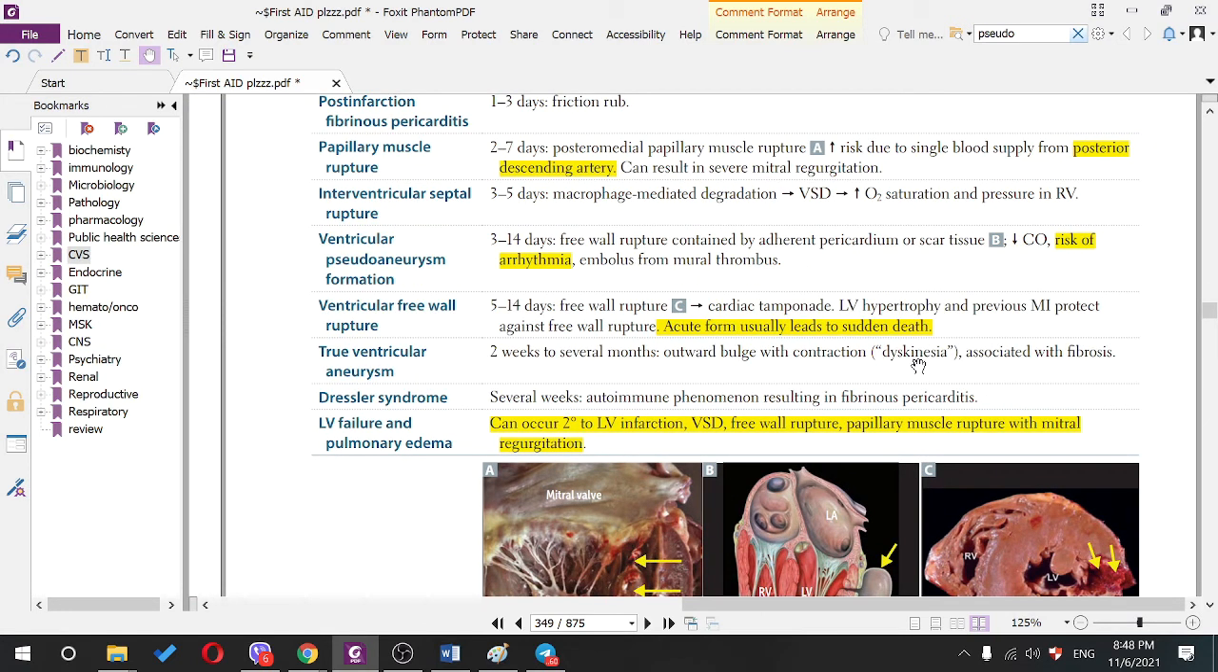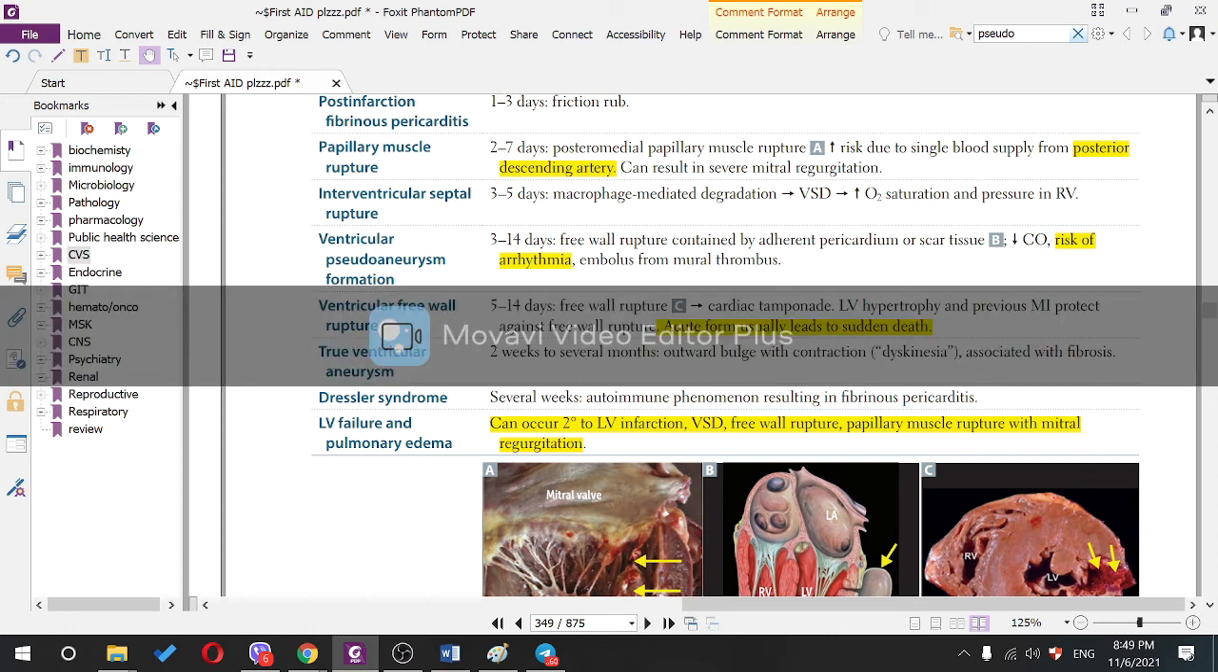It's dyskinetic, which is like disturbance of movement. And it's highly associated with fibrosis and thrombosis. It can predispose to thrombosis and thromboemboli, which can predispose to strokes. You must know about this.